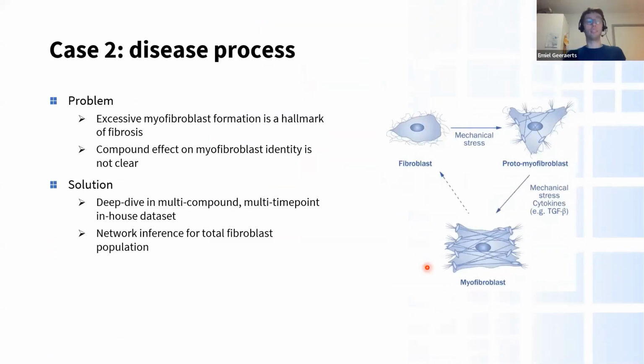The second case is where we had a disease process, and the client was very interested in the effects of a compound or a treatment on the disease process. In this case, we were talking about fibroblasts. In fibrosis, there is an excessive formation of what are called myofibroblasts or inflammatory fibroblasts. Here, the client had a very large data set available with multiple compounds, and we performed network inference using Scenic on the total fibroblast population.